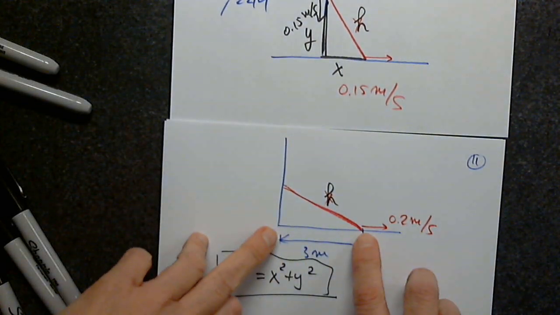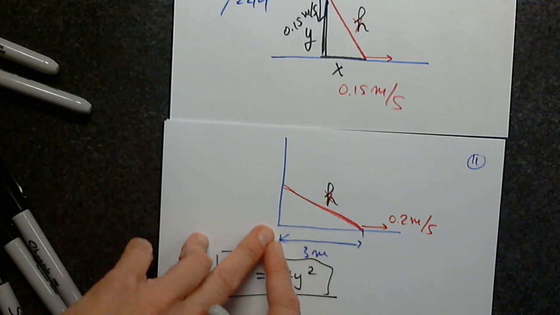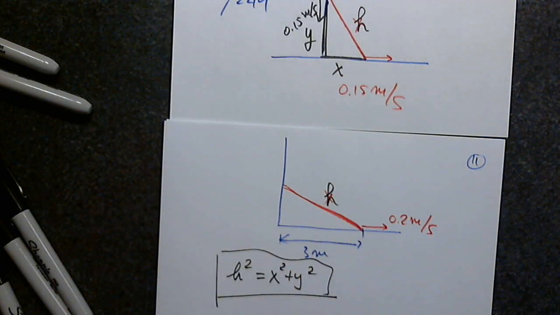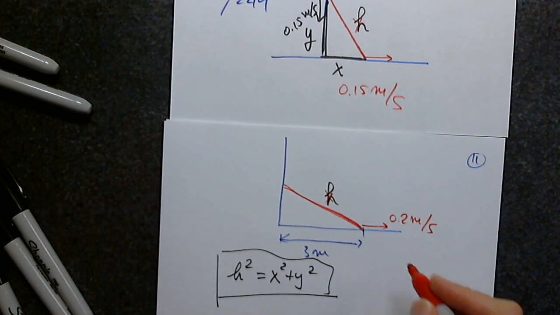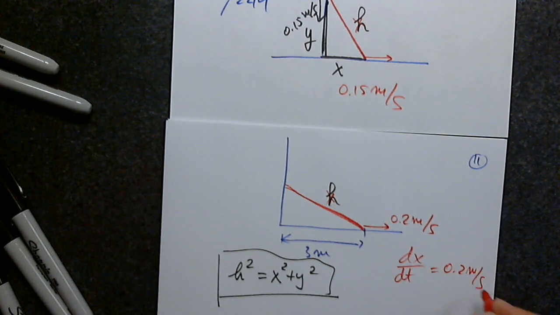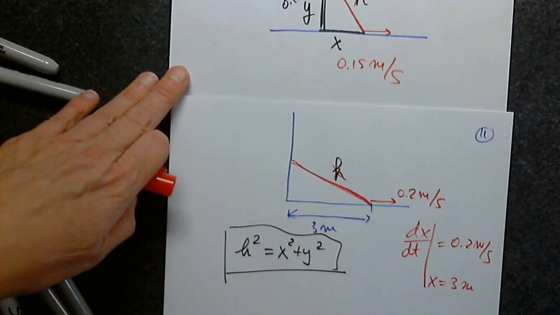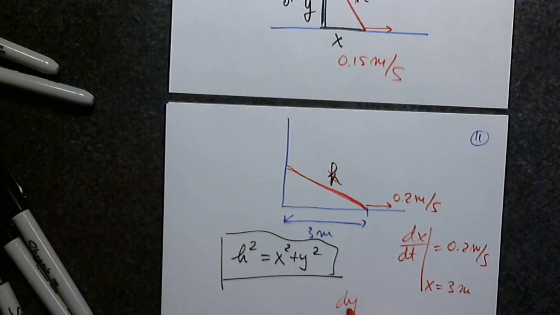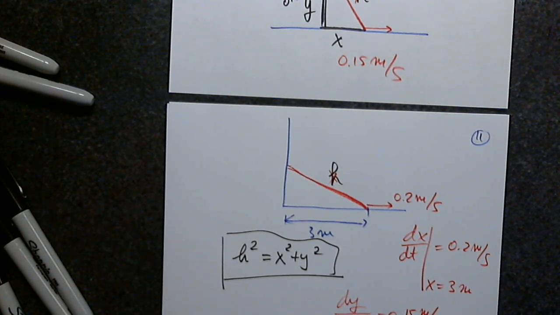So when the bottom is 3 meters away from the wall, it slides away from the wall at 0.2 meters per second. So dx over dt equals 0.2 meters per second, but when x is 3 meters. And dy over dt equals 0.15 meters per second. But it doesn't say that it's a particular instant. It says the top of the ladder at any point in time slides down a vertical wall at a rate of 0.15.